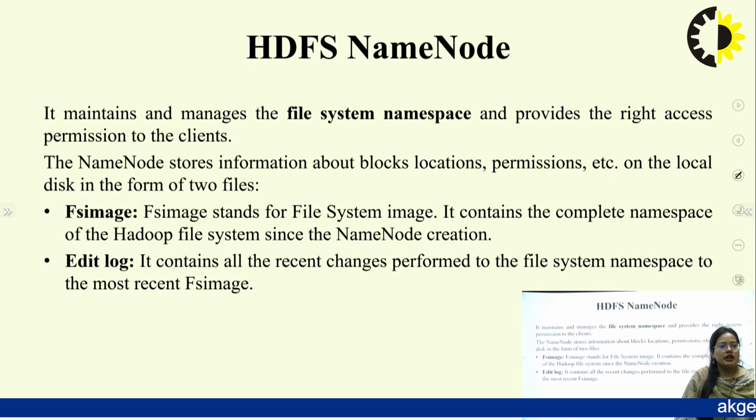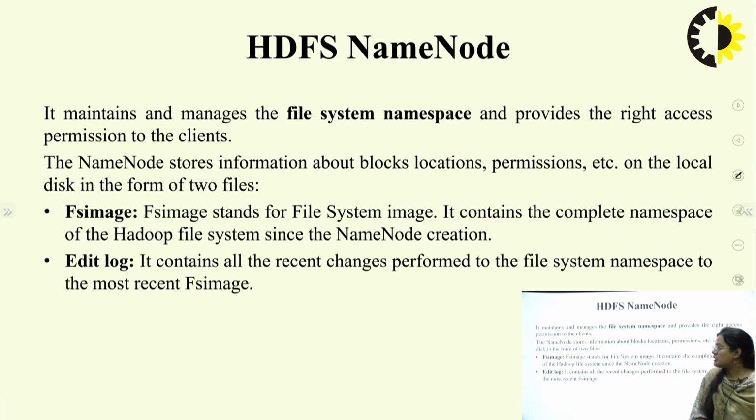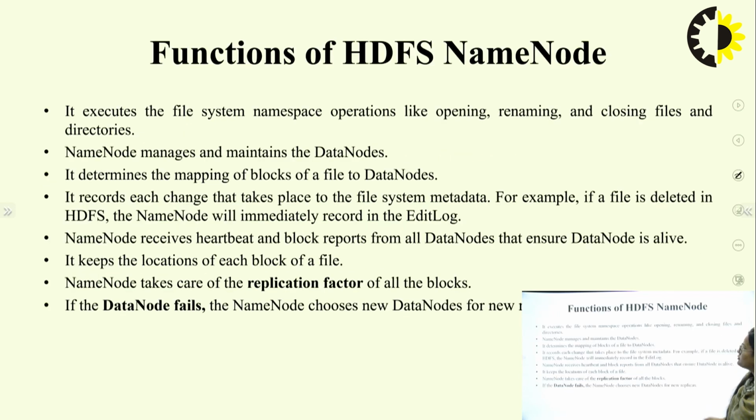So, there are two files associated with the metadata. First one is FS image. FS image stands for file system image. It contains the complete namespace of the Hadoop file system since the name node creation. Second one is edit log. It contains all the recent changes performed to the file system namespace, up to the most recent changes.